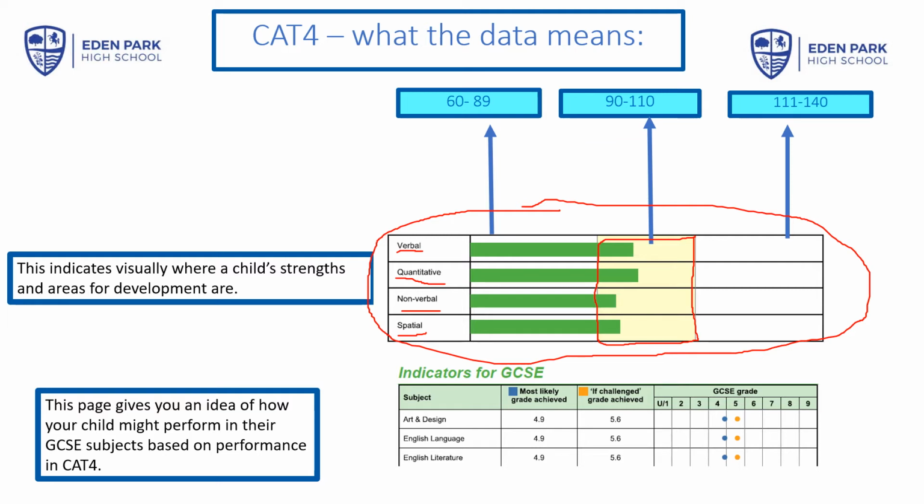You also see that on the report it gives indicators for GCSE. So you can see on this report here for English language and English literature, based on these scores they've achieved, it's saying they will most likely achieve a grade 4.9, so nearly a grade 5 is the most likely outcome for that child.